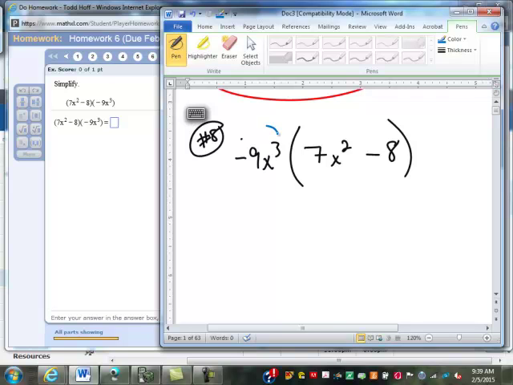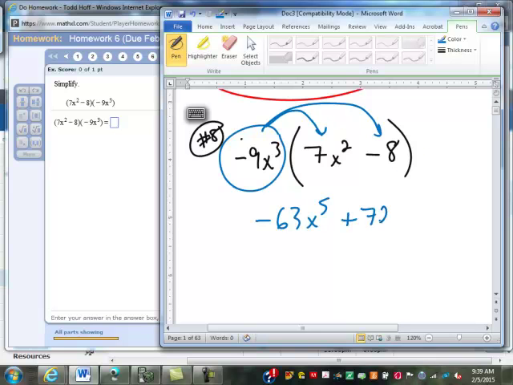So now we've got the negative 9x to the 3rd times 7x squared, so that's negative 63x to the 5th. And then negative 9x to the 3rd times negative 8. Well, negative 9 times negative 8 is a positive 72. And then it's just x to the 3rd because there's no other x to combine it with.